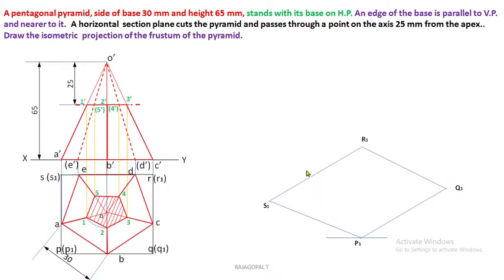Now the bottom face rectangle is completed. P1 Q1 R1 S1 is the bottom face rectangle. Top face is PQRS. For that we have to draw the slant edge length.